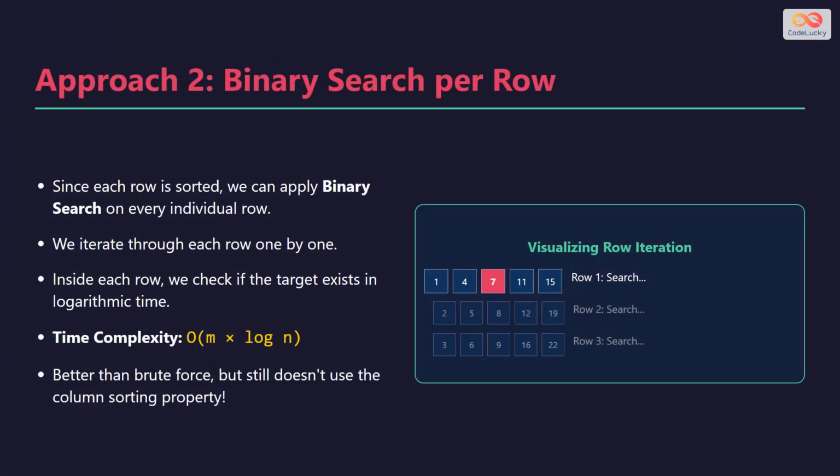We can improve this. Since each row is sorted, we could perform a standard binary search on every individual row. We iterate through the m rows, and for each one, we spend log n time searching. This gives us a total time complexity of O of m times log n, and this is better, but we are still not fully utilizing the fact that columns are also sorted.